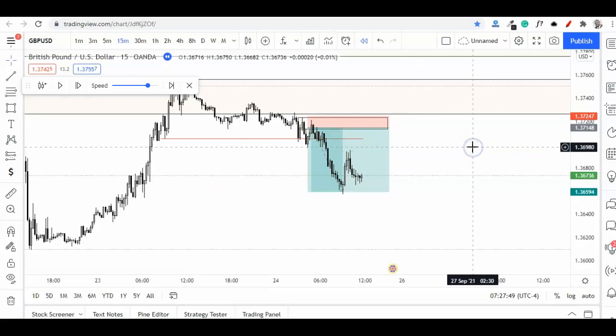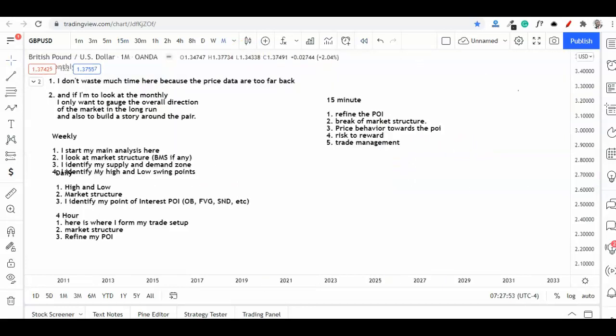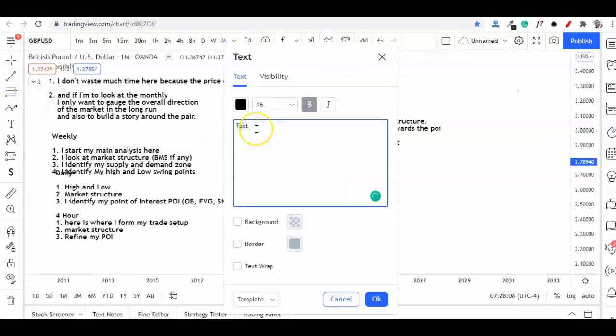So you see, that is how I do my top-down analysis. I monitor the chart from the higher time frame down to the lower time frame, and there are also some key things you need to know. When I trade, I only trade the London and New York session. These are the times of the day that I trade.